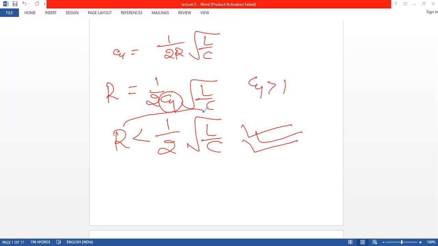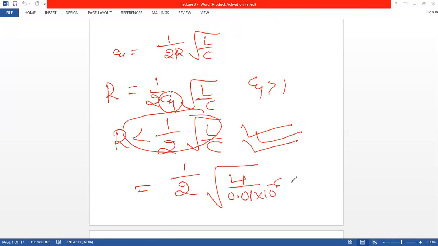This is the equation. Now you substitute what he has given: 1 by 2 root of L, which is 4 Henry, by C, given as 0.01 into 10 power of minus 6. When you solve, you will get 10k. Answer is B.